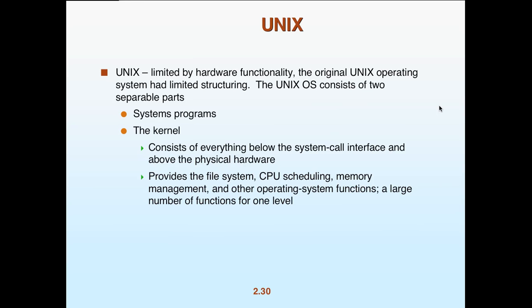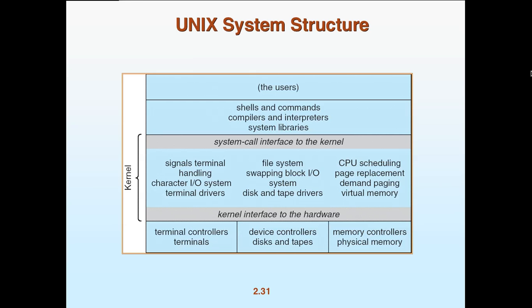connects to a server that has email SMTP server support that serves up emails that the client is requesting. So Unix is a bigger system. It has systems programs. The kernel itself consists of everything below the system call interface and above the physical hardware. It provides file system support, CPU scheduling, memory management, and other operating system functions. Large number of functions for one level. It's actually kind of huge, when you think about it.